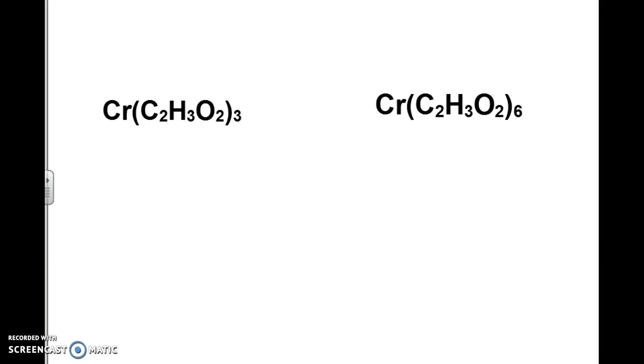So we have chromium, which is element 24, so I write chromium. I put a parentheses because chromium has multiple charges. On the back of your periodic table, acetate is number 2. So C2H3O2 is acetate.